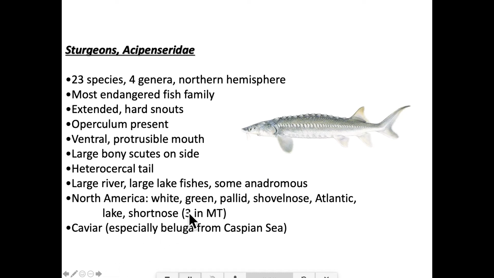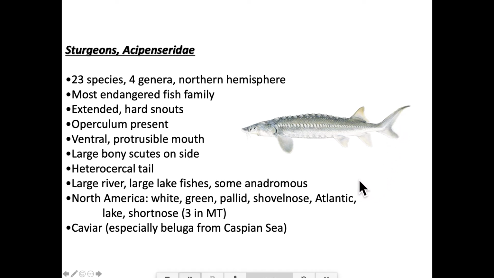Sturgeons, their family is Acipenseridae. There are 23 species of sturgeon, 4 genera, and they're in the northern hemisphere. They're the most endangered fish family. They have extended, hard snouts. They have a well-developed operculum, a ventral protrusible mouth, and large bony scutes on the side, which we talked about in last week's activity. They have a heterocercal tail, which remember is similar to the sharks.